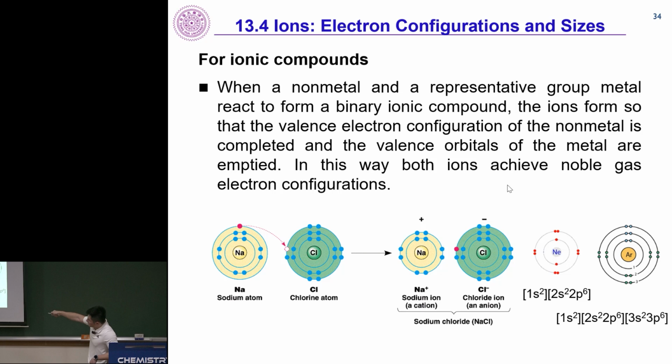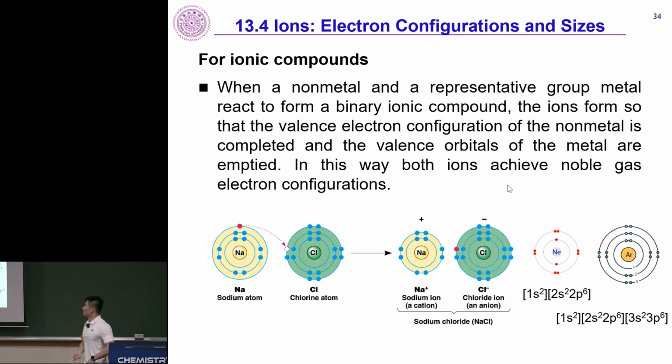For example, sodium is 1s2, 2s2, 2p6, and 3s1. Sodium completely loses this electron such that it becomes 1s2, 2s2, 2p6. That is the noble gas configuration of neon. On the other hand, chlorine has one electron hole here. That means chlorine will gain an electron to fill its 3p orbitals, and this chlorine then becomes similar to argon. So this will be similar to neon, and this will be similar to argon.